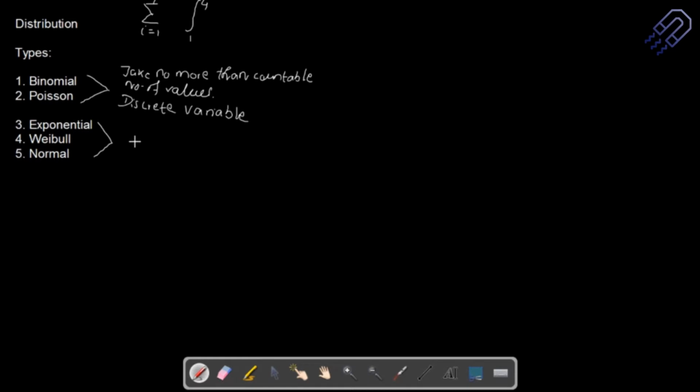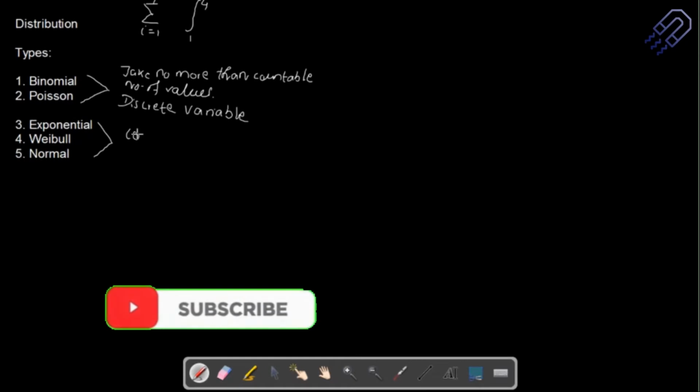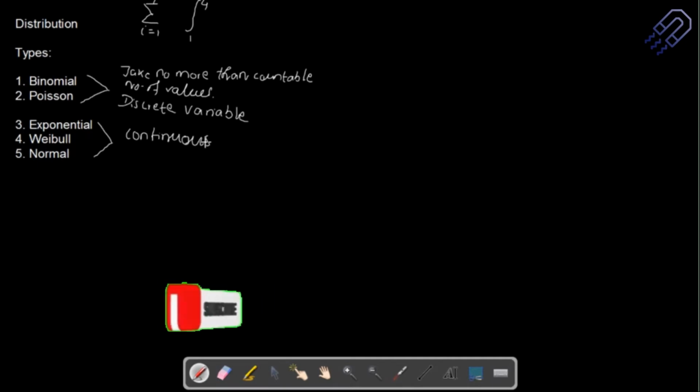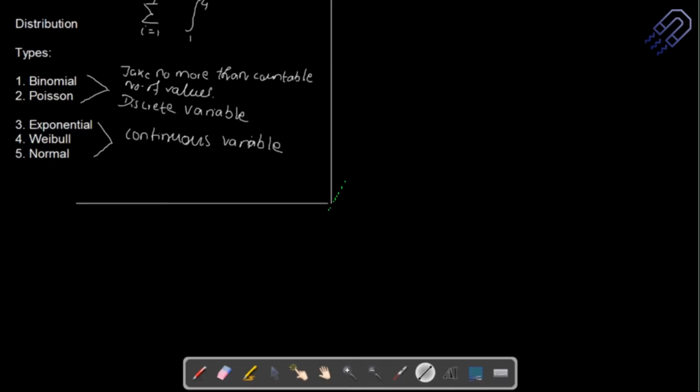So a bit brief: when we talk about exponential, Weibull or normal distribution, it's actually a continuous variable. Just take the example of integration and summation, that should be okay. So these are the 5 kinds of distribution, and we're going to take them one by one. Let me start with binomial distribution, and probably today we will just do binomial distribution.